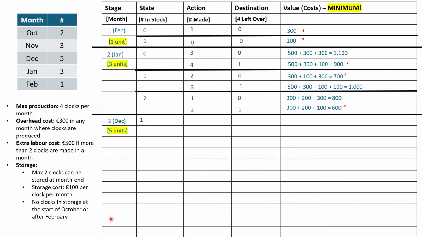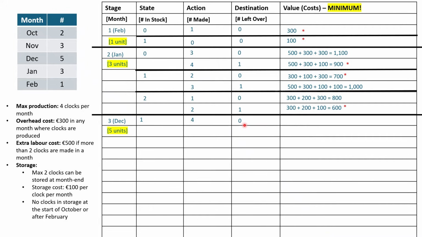So we're going to start with 1 in stock, meaning we have to make 4 in order to make our 5 unit delivery at the end of the month. It will leave none left over. For that, we need to think about this 1 in storage, so 100. We make 4, which is our overheads of 300, plus our extra labour of 500, and then there's 0.